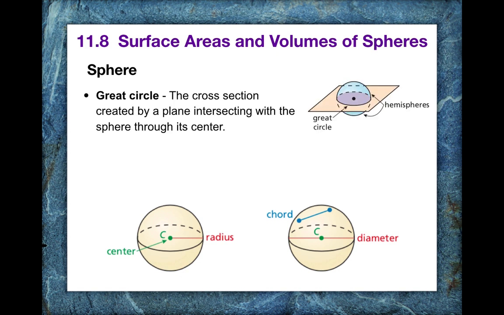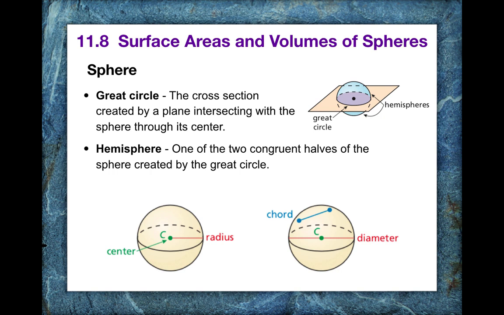The great circle is a cross-section created by a plane intersecting through the center of the sphere. So the great circle is the largest circle that you can create by making a cross-section across the sphere. A hemisphere is just half of the sphere created by a great circle. So it's like cutting your sphere in perfect half, and that's called a hemisphere.